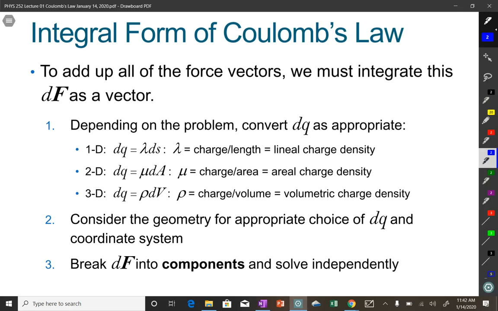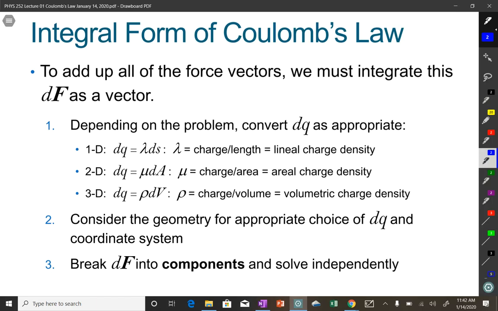Lambda doesn't have to be constant. For our starting problems, lambda will be constant. For the homework problems, it won't be. What does it do? It just adds a variable in your integral. So it's not like there's a fundamental difference, other than the problems are easier if it's constant because you have one less thing to integrate. If the charge is spread out over an area, then I have a mu there instead of a lambda for the areal charge density. And then I have dA.